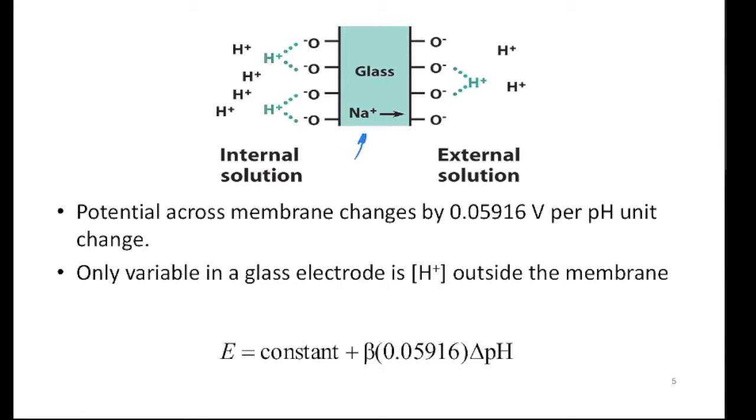So if we had an internal solution which had a high concentration of acid, so we're showing that as 6 H pluses here, 6 H's, and our external solution, the solution that we're trying to measure the pH of, has a lower concentration of H+. What's going to happen is that as the H pluses migrate and stick to the oxygen groups or the SO2 groups on the glass, that's going to force the sodium to move away from that area of the membrane.